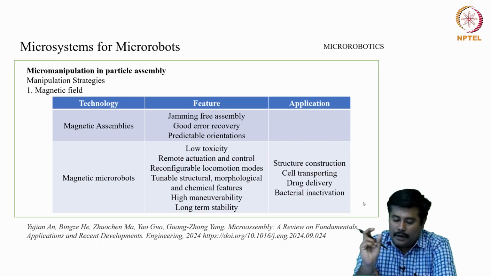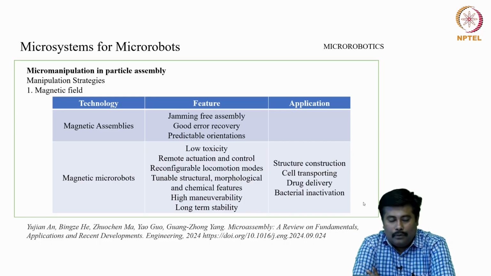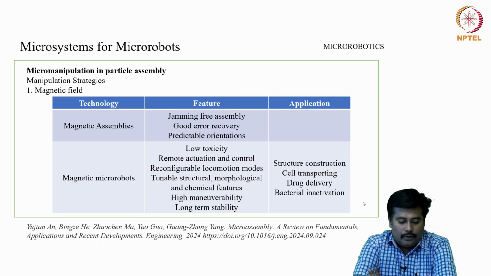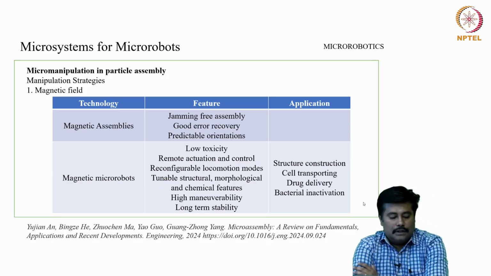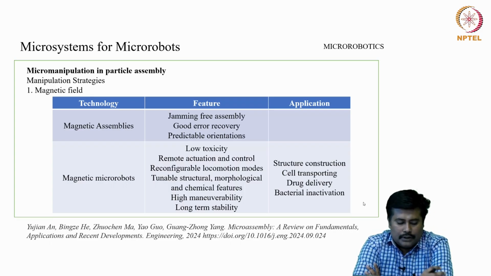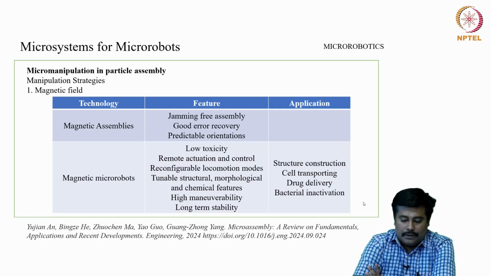So, ideally when we apply a magnetic field appropriately, we can have a predictable orientation. From a technology point of view, it has magnetic micro robots. When we look into the features, it has low toxicity and remote actuation and control. It has reconfigurable locomotion modes. It has a tunable structure with morphological and chemical features. It has high maneuverability and long term stability.